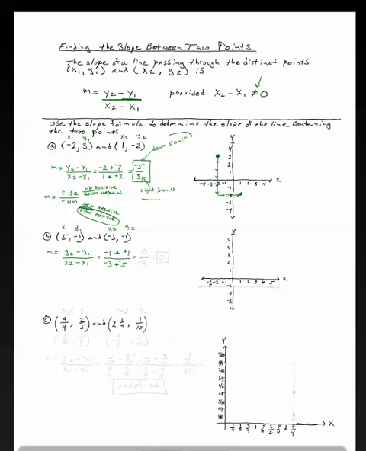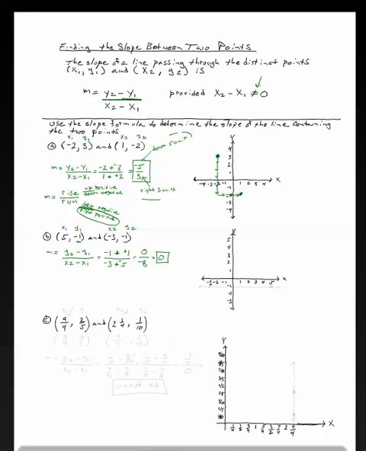-1 plus 1 is 0. -3 plus -5 is -8. So now we have 0 divided by -8, and 0 divided by any non-zero number is 0. So we have a slope of 0, which is what we were expecting.